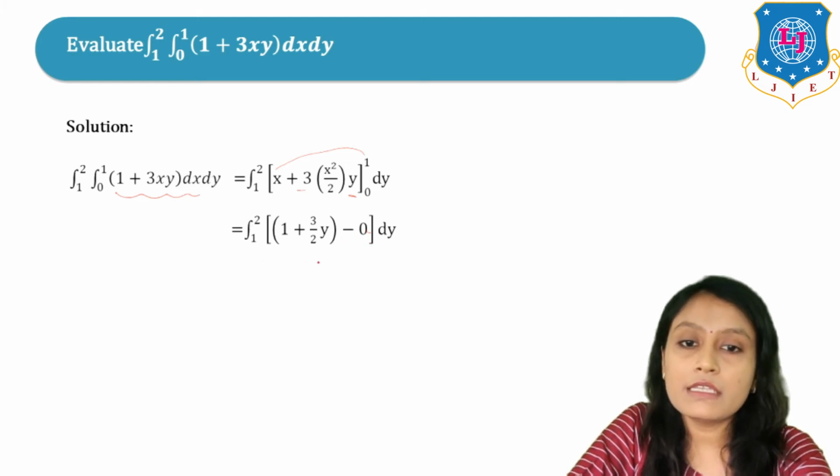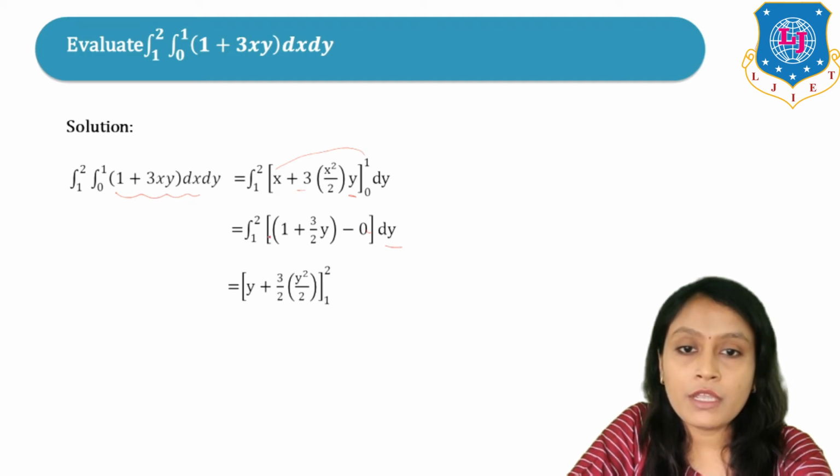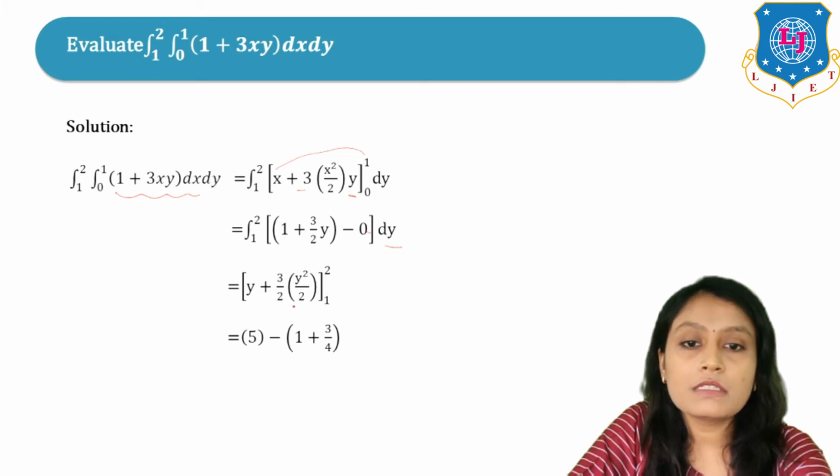Now we will integrate this with respect to y. Integration of 1 is y, plus 3 by 2 as it is, and integration of y is what? y square by 2, and the limits are 1 to 2. Now we will apply first the upper limit. So you will get here 5 minus, now we will apply the lower limit. So you will get here 1 plus 3 by 4. And on simplification you will get the answer as 30 by 4. So this is the answer of this double integral.